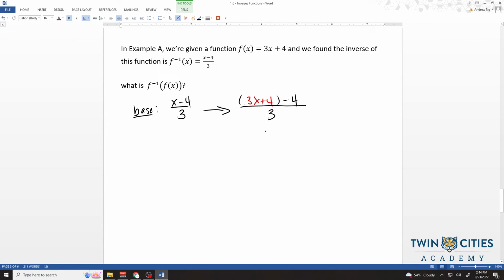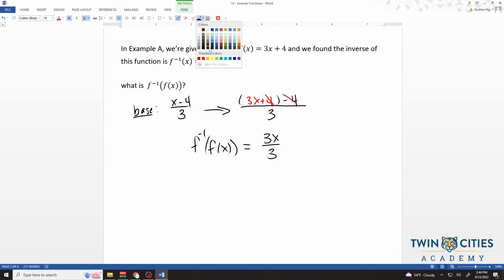Let's simplify this. 4 minus 4, that's going to go to 0. And I'm left with 3x over 3. So this is f inverse of f of x. This is 3x over 3. 3 divided by 3, that's going to divide out. f inverse of f of x equals x.